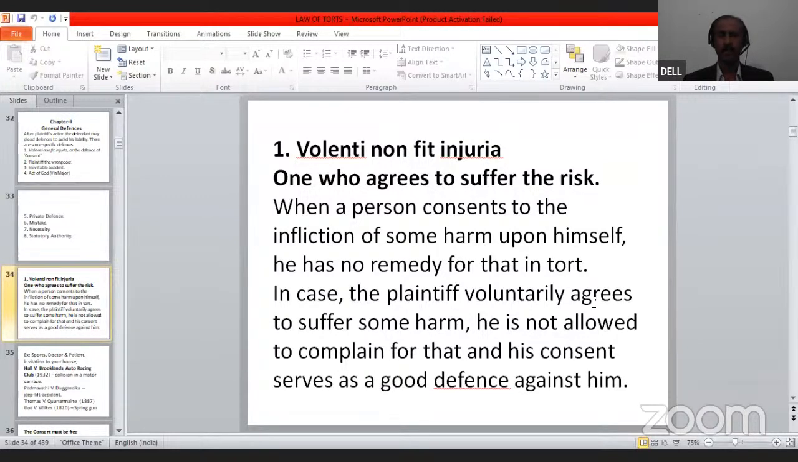We discussed this particular concept on the basis of consent. Volenti non fit injuria, of course. One who agrees to suffer the risk. Volenti non fit injuria is the defense of consent. My dear friends, consent plays a vital role in our daily life. For everything, we have to give consent, maybe express consent or implied consent. Even by conduct, implied consent means by conduct, we give consent.